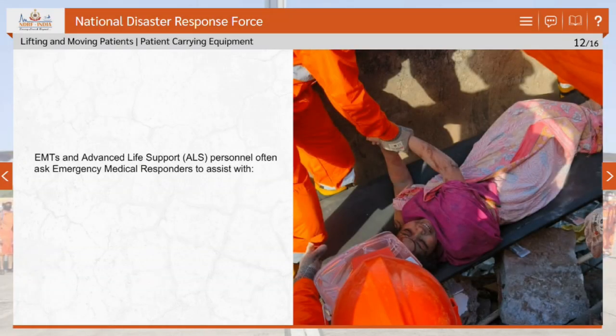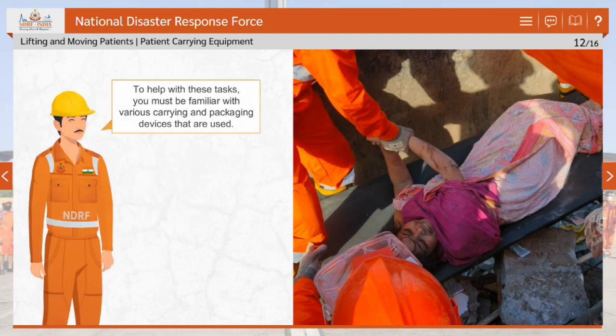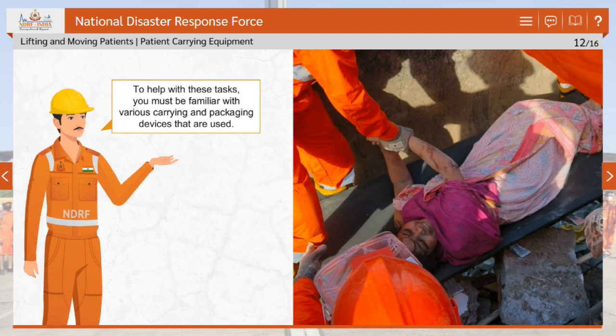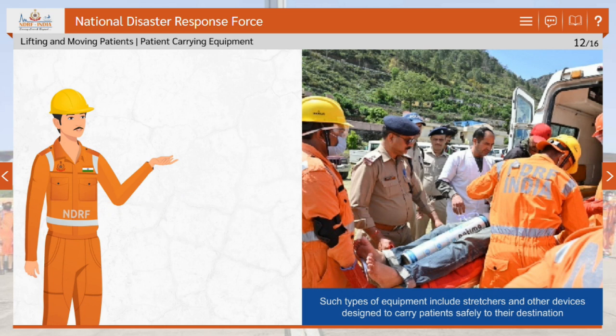EMTs and Advanced Life Support (ALS) personnel will often ask emergency medical responders to assist with preparing the patient for transport and with lifting and loading patients into the ambulance. To help with these tasks, you must be familiar with various carrying and packaging devices that are used. Many emergency medical responder courses do not include information and practice on immobilization equipment. Such types of equipment include stretchers and other devices designed to carry patients safely to their destination.